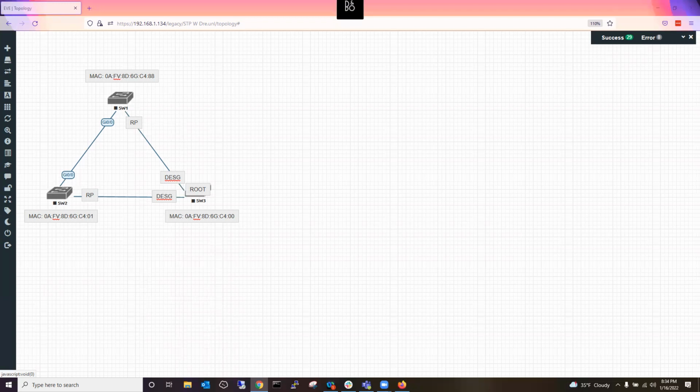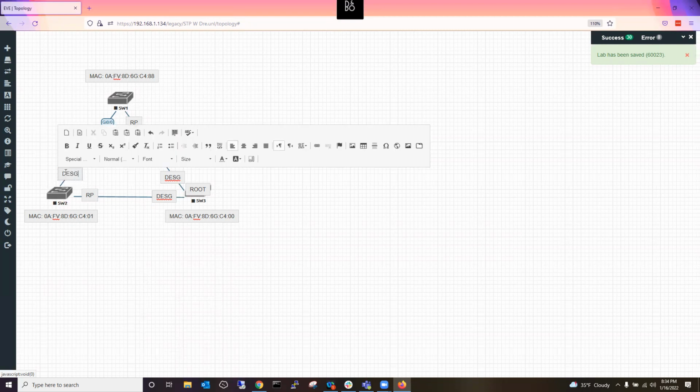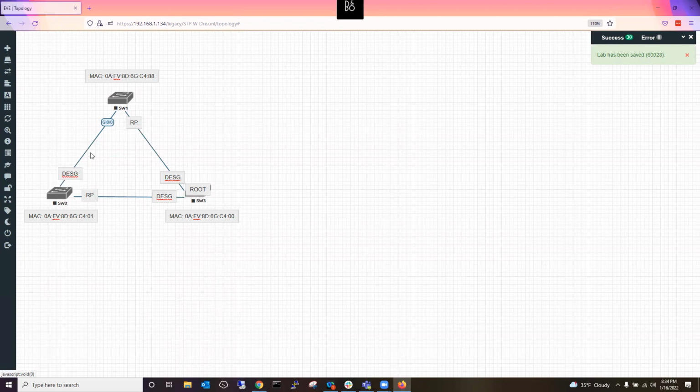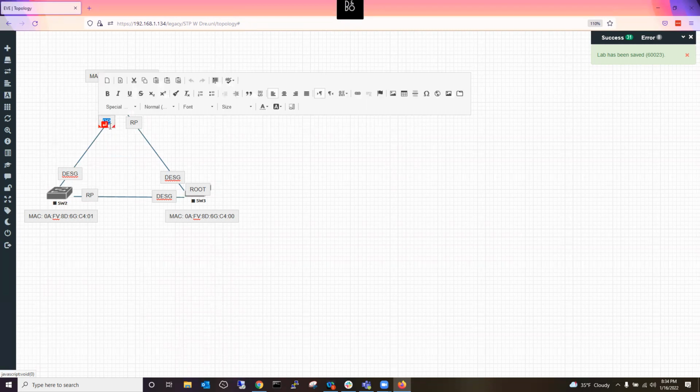Got you. Now, Dre, who has the lowest bridge ID on this link? Switch 2. Switch 2? Yes. Perfect. So with switch 2 having the lowest, that's going to be the designated port, meaning it's going to be forwarding. And what's going to be the status of this link right here? Block. Yeah, you got it. I mean, it's going to be alternate, whatever you want to call it.